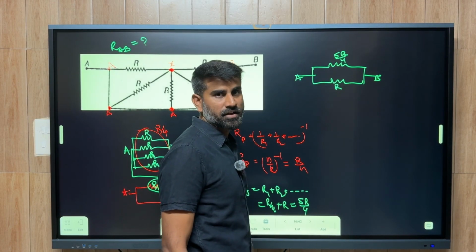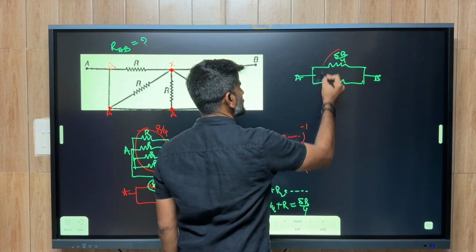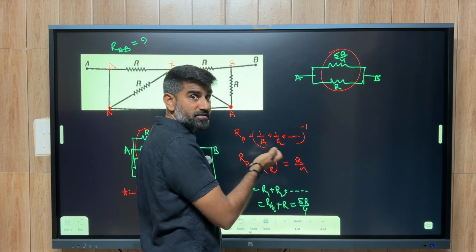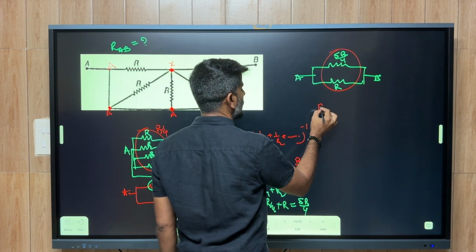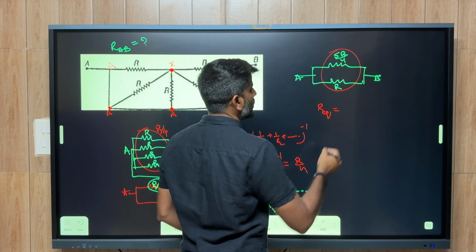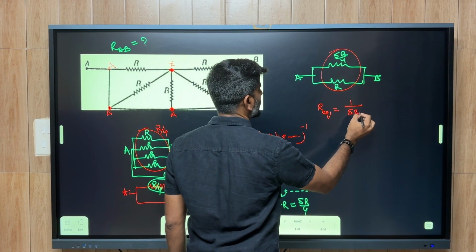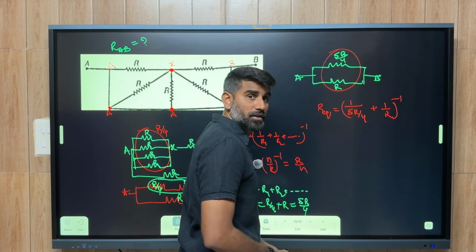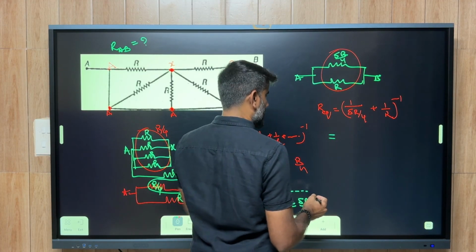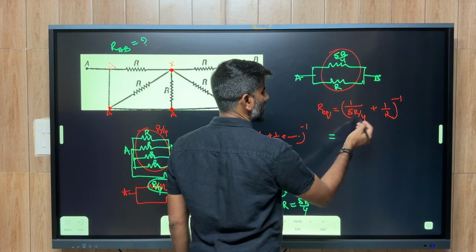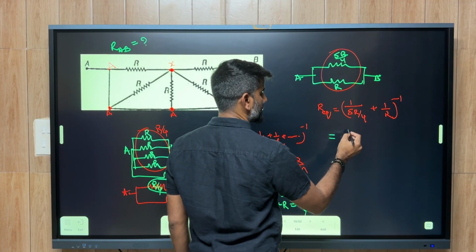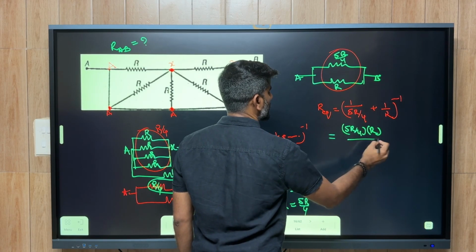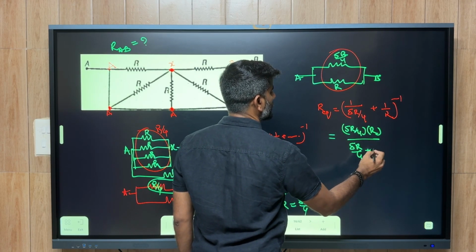As these two resistors are connected in parallel, we can simplify it. We can use this formula as the resistances are different. So R equivalent is equal to 1 by 5R by 4 plus 1 by R, whole inverse, right? If I simplify it, what am I getting? I can simply use R1 R2 by R1 plus R2. R1 is 5R by 4 into R2 is R, over 5R by 4 plus R.